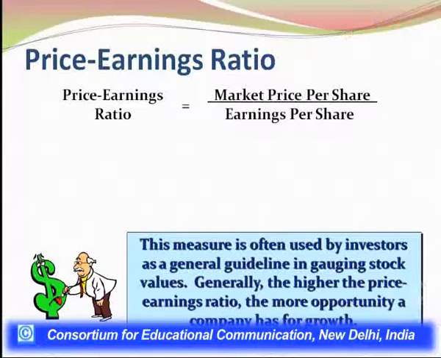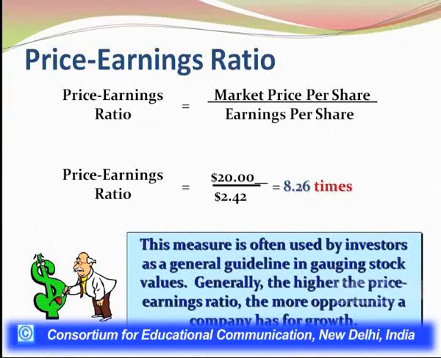So the second ratio which we use to find out how well a company is doing from the shareholders' perspective is the price earning ratio. The price earning ratio can be calculated by dividing the market price per share by earning per share. So this is the formula in front of you. Let's move forward. For the company, we are assuming the market price is $20. You can assume $30, $40 or maybe $200. So whatever is the market price of a share of par value ₹1 or $1, you divide it by the earning per share.